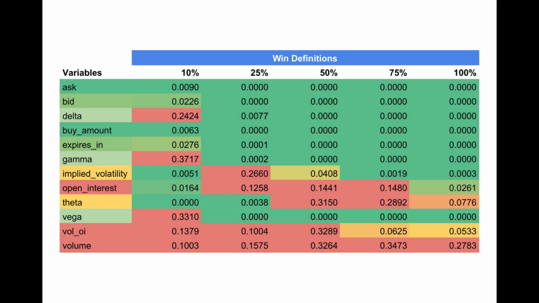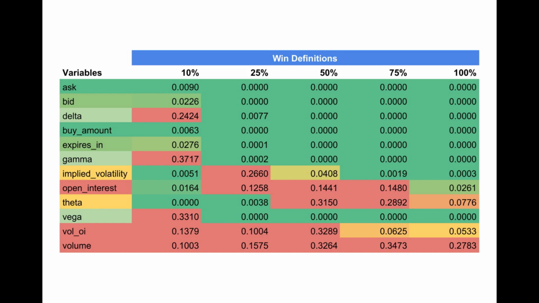Buy amount and ask are significant at the 99% confidence level for every single win definition. Bid and expires in miss the 99% confidence level for a single win definition, in which they do have significance at the 95% confidence level instead. Delta, Vega, and Gamma are also significant for all win definitions, except there is no significance at the 10% win definition. Implied volatility looks more significant for higher win definitions, and vice versa for theta.